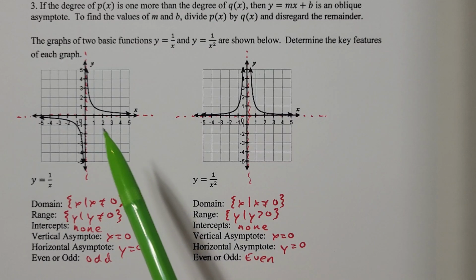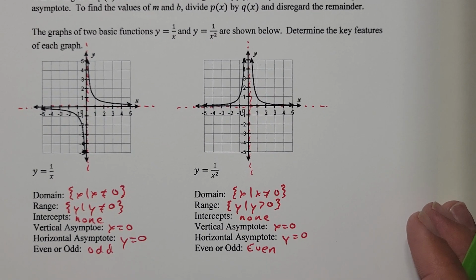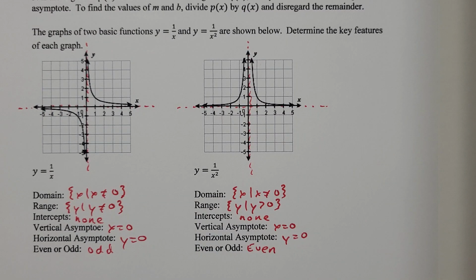Okay, so there's the graph of y equals 1 over x. Here's the graph of y equals 1 over x squared. So what I mean by key features is like the domain, the range, the intercepts, any asymptotes that are on the graph, and if the function is even or odd. Okay, so let's try y equals 1 over x. Y equals 1 over x, the domain is all real numbers except for 0. I see x is in the denominator. I know I can't divide by 0, so just don't let x be 0. Okay, x can be any other number.